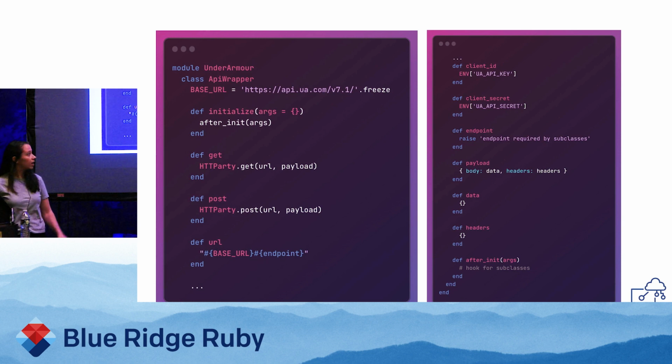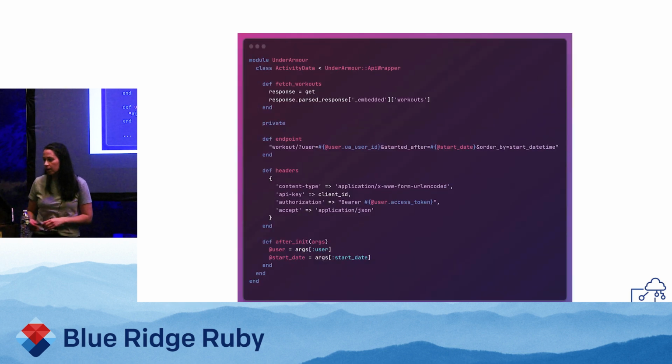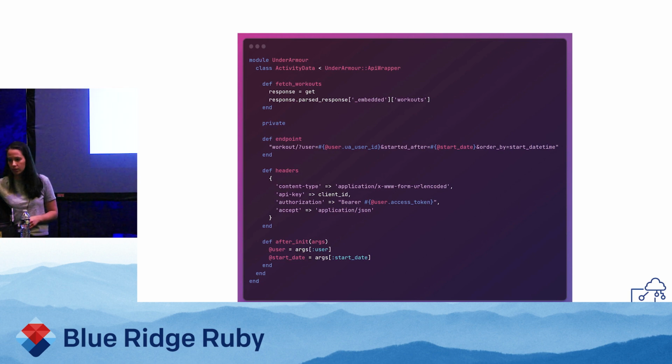I also define on the right-hand side there a required method, the endpoint, right? So that API has several different endpoints for its different resources, which I might want to encapsulate in different subclasses, as well as, like I mentioned, optional hooks that can easily be overwritten, and some of them with default states.